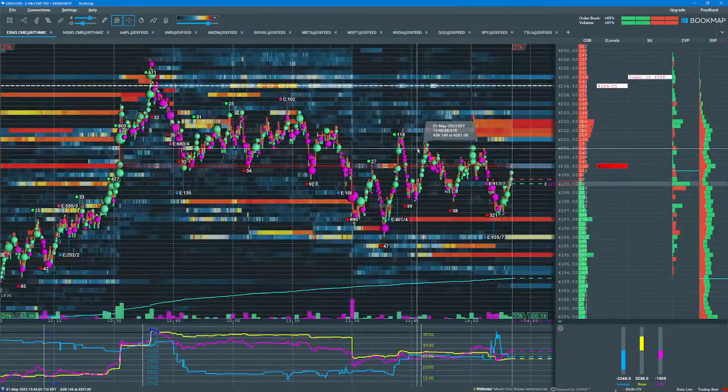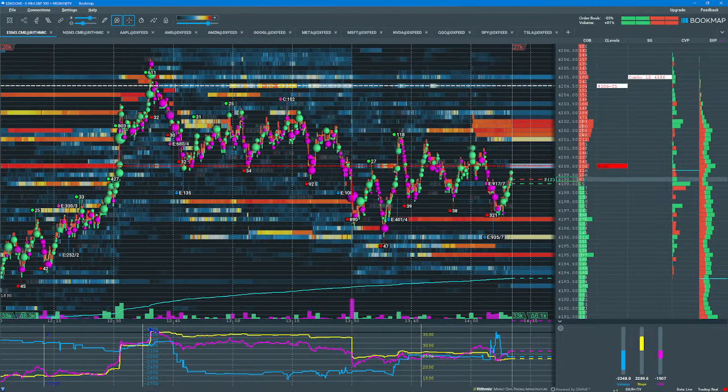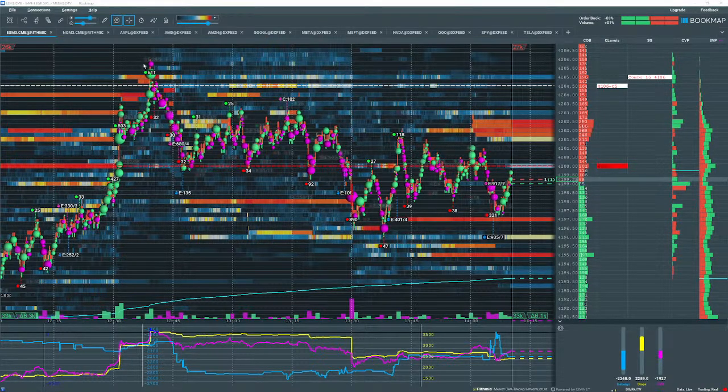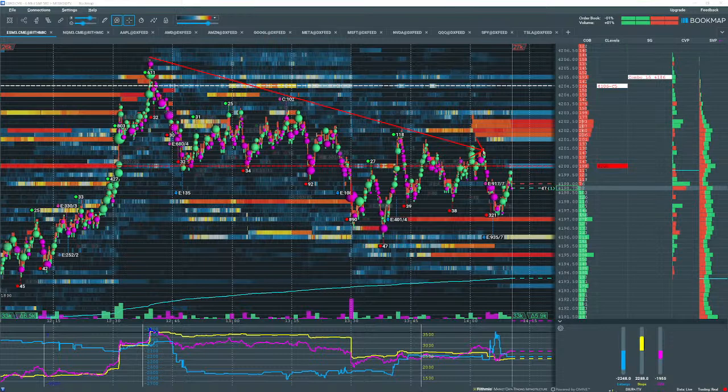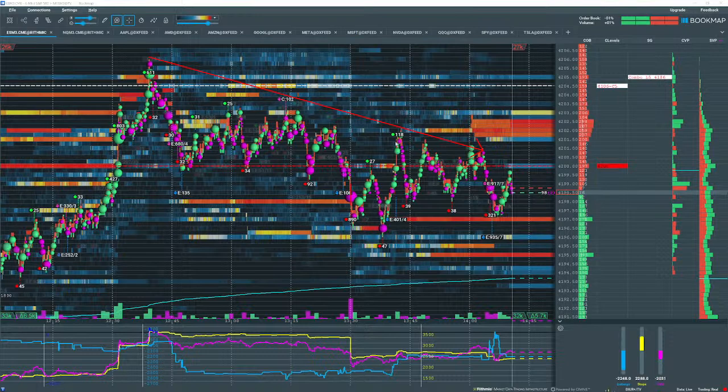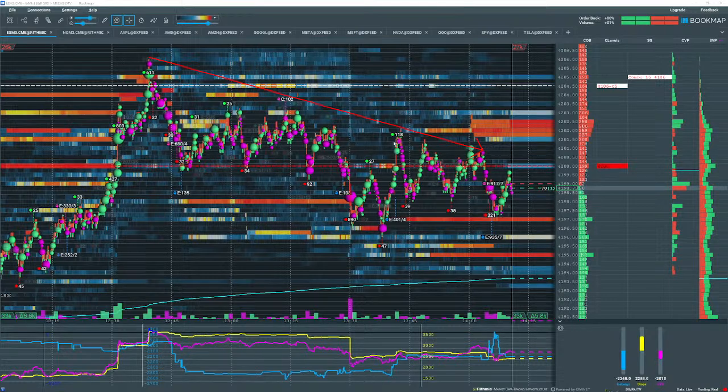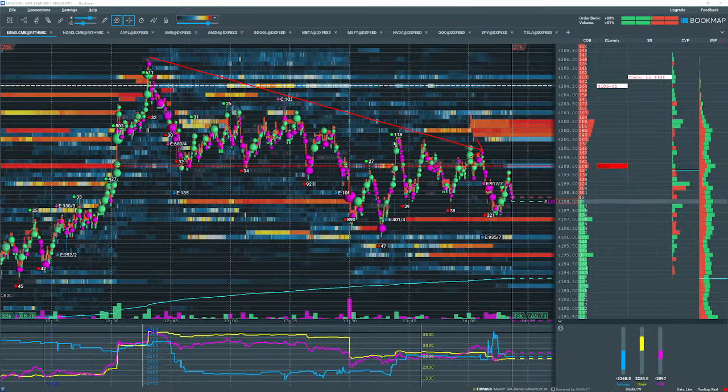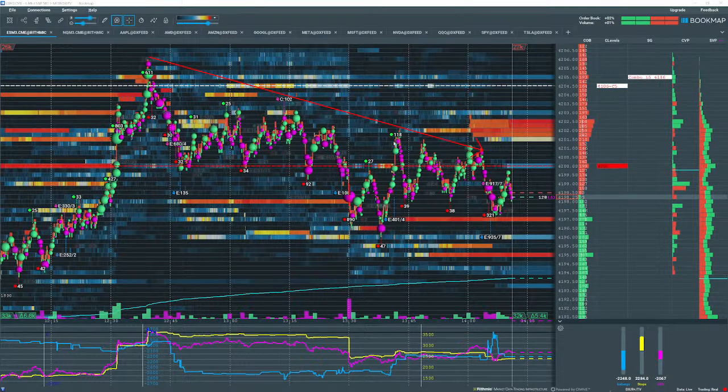So right now it looks like ES is definitely making a series of lower highs. I would certainly be cautious here, but I would also definitely be leaning to the short side. Let's just take a look at something else. I'm looking at another computer here.